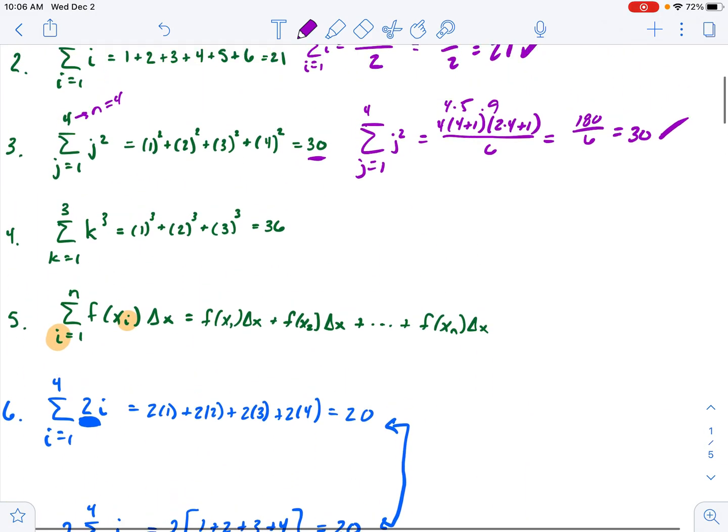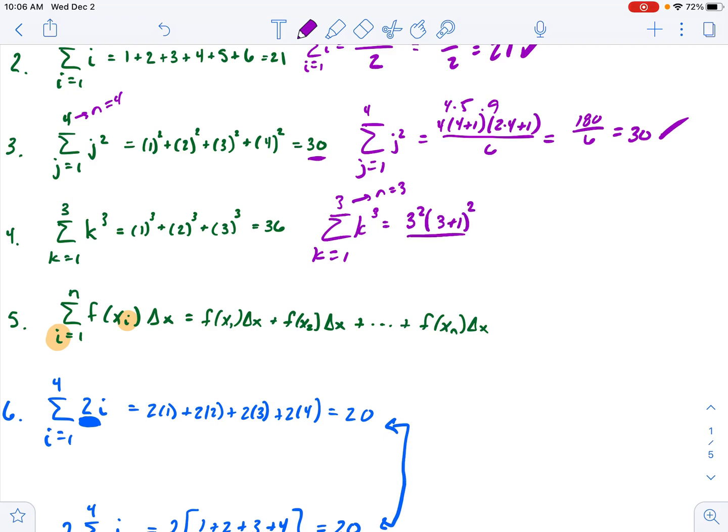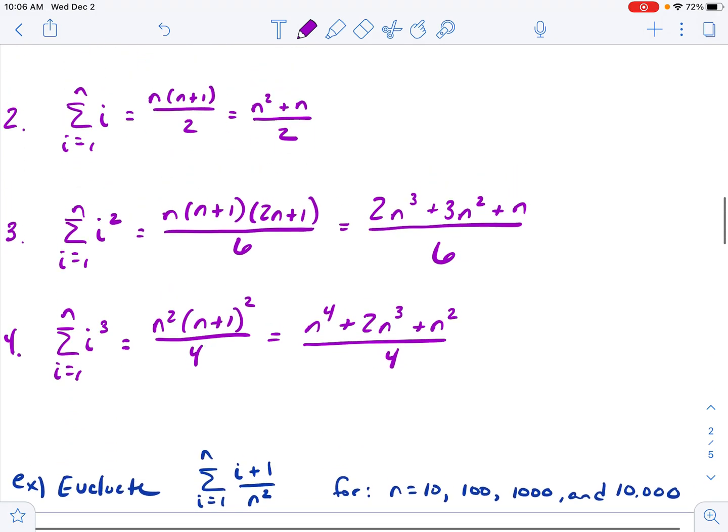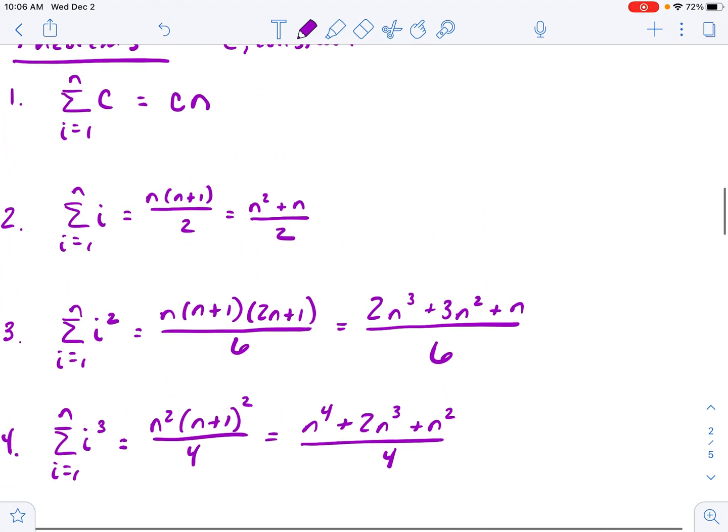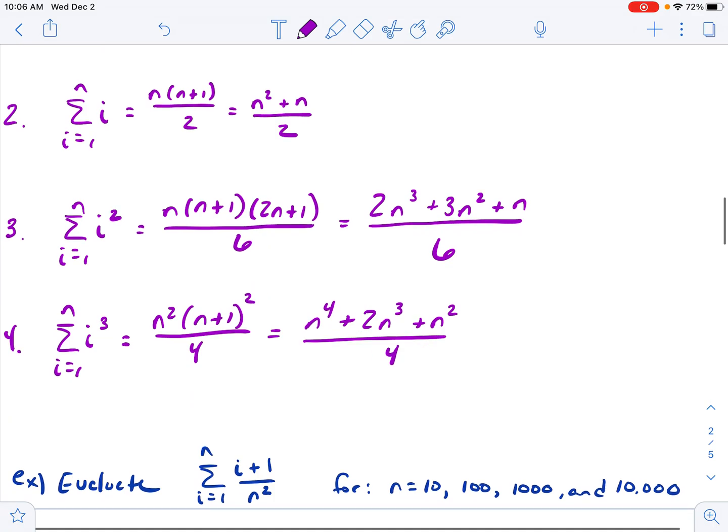And once again, if I go back to the cubed one, that was number 4 here. Okay, we said it was n squared, so here n is 3. So it's going to be 3 squared times 3 plus 1 squared divided by 4. Let's see. That's 9 times 16, right? 4 squared is 16, over 4. Let's simplify that. 9 times 4, the same 36 we got before. Okay, so look, these are handy. We're going to do stuff with these, so you're going to want to keep these near you, okay?